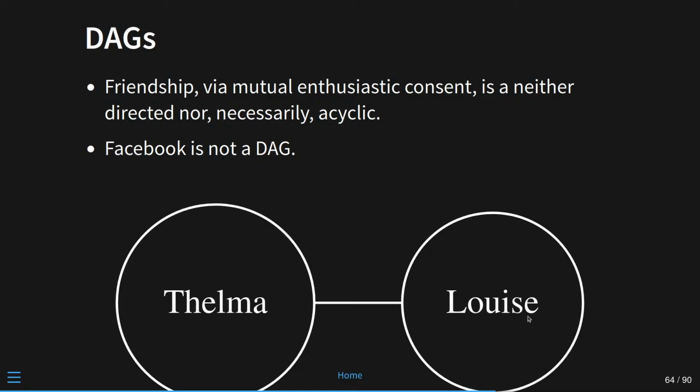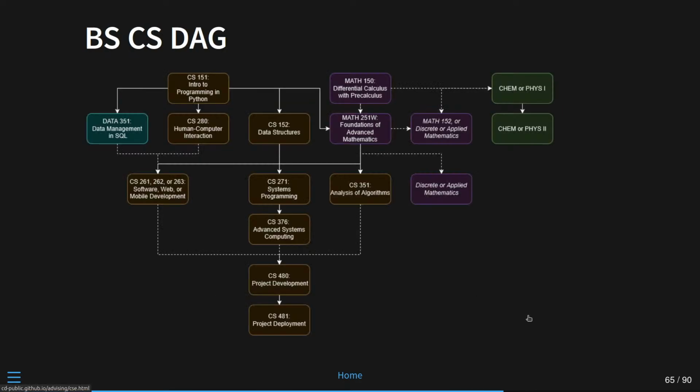One of my favorite Ridley Scott films, Thelma and Louise, doesn't represent a directed graph because Thelma is friends with Louise and Louise is friends with Thelma. Friends is a symmetric relation that is not directed, so that is not a DAG. And for that reason, I think Facebook is not a DAG. Can you be friends with someone who's not friends with you on Facebook? Does anyone still do Facebook? Yeah, so Facebook's not a DAG. But I think Instagram is because you can follow people that don't follow you, right? And so that's why we have mutuals. I don't know how that works.